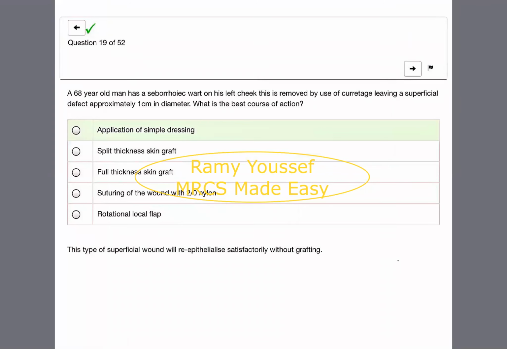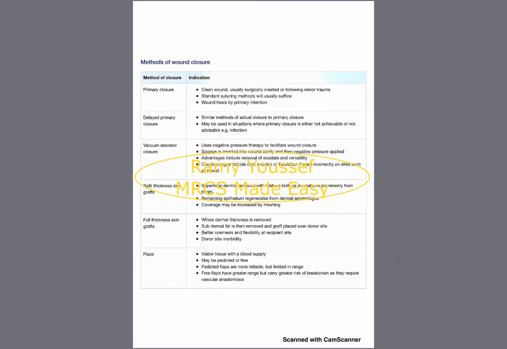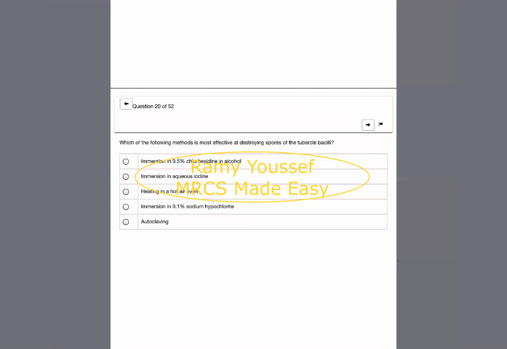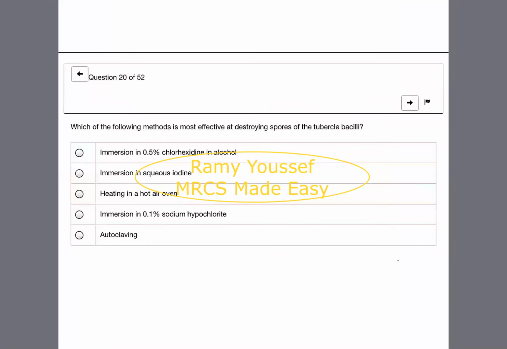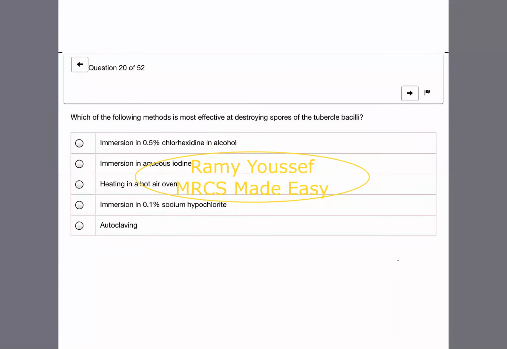Okay, next question, Dr. Tfaddal. Thank you, sir. Which of the following methods is most effective at destroying spores of the tubercle bacilli? Immersion in 0.5% chlorhexidine in alcohol, immersion in aqueous iodine, heating in hot air oven, immersion in 0.1% sodium hypochlorite, autoclaving. The answer should be autoclaving.